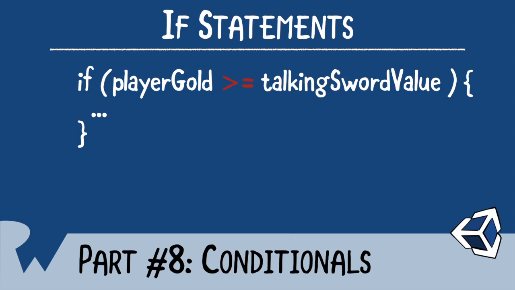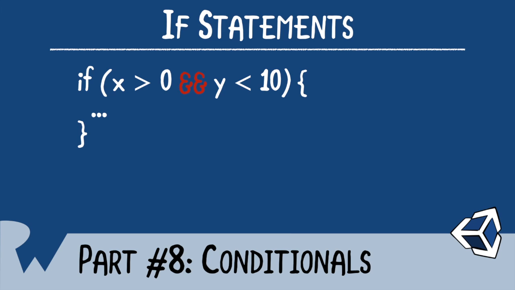You also have what are known as compound operators. The first one is the AND operator. With it, you can check multiple conditions. In order for the code block to run, all conditions must evaluate to true. With the OR operator, any condition can be true for the code to run. Finally, you have the NOT operator. This is the exclamation point. This, in essence, reverses the logic. If a condition evaluates to true, the NOT operator will make it false.